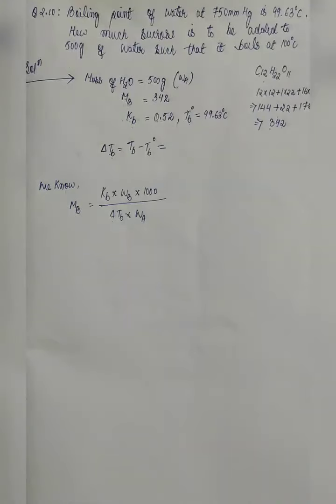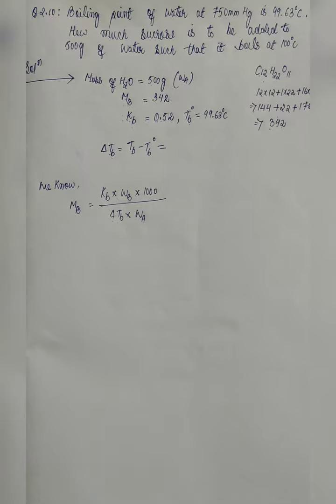Now let us do the next numerical. Boiling point of water at 750 mmHg is 99.63 degrees Celsius. How much sucrose is to be added to 500 gram of water such that it boils at 100 degrees Celsius?